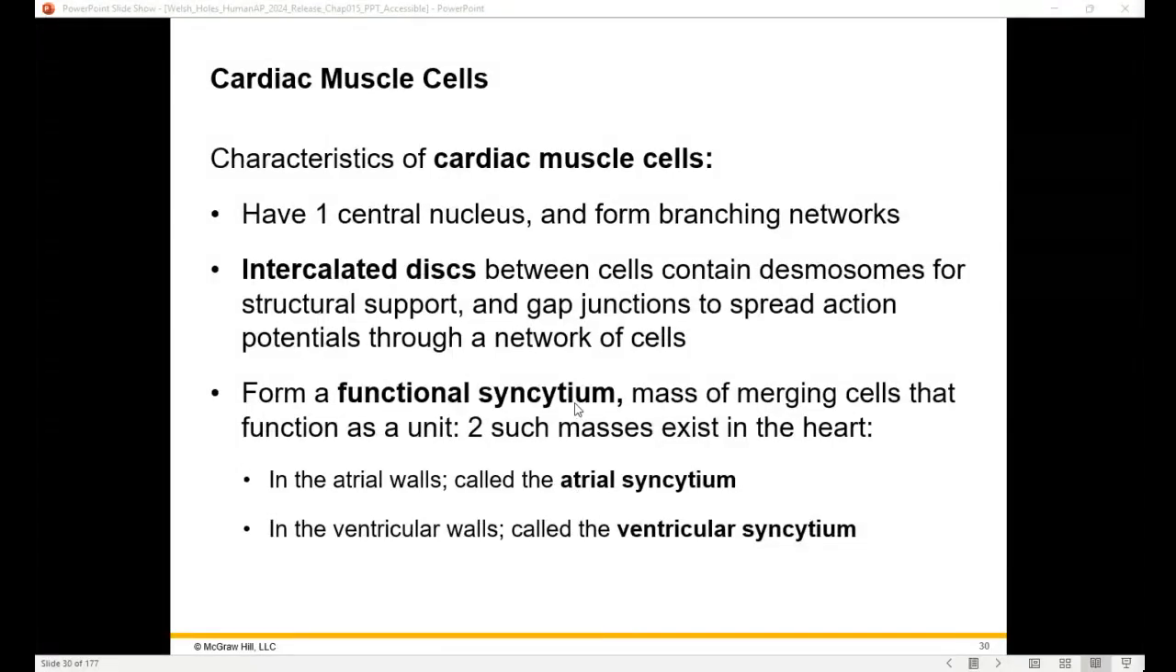It forms a functional syncytium, we say, which is a mass of merging cells that function as a unit. And two such masses exist in the heart. In the atrial walls, this is called the atrial syncytium, and in the ventricular walls, it's called the ventricular syncytium.